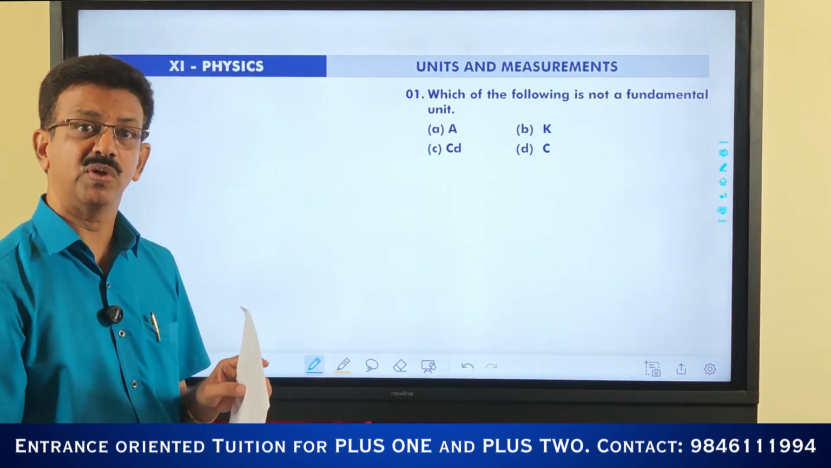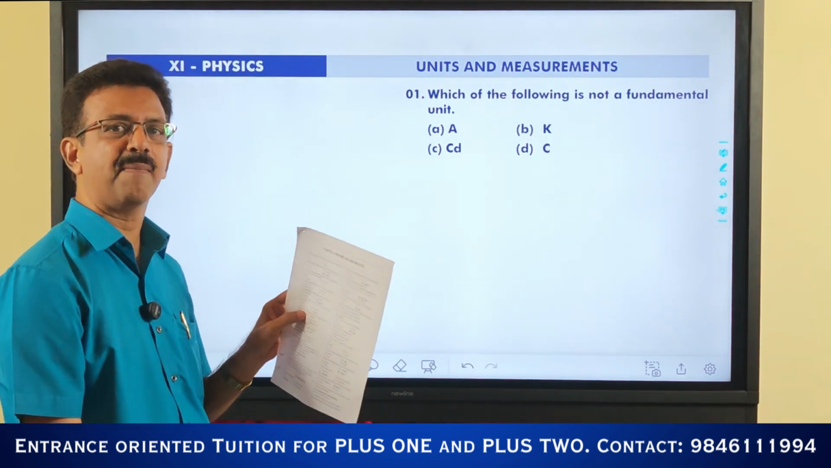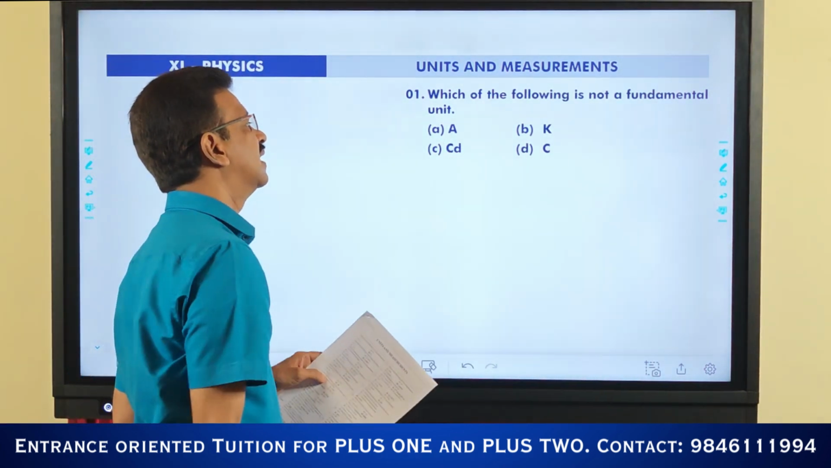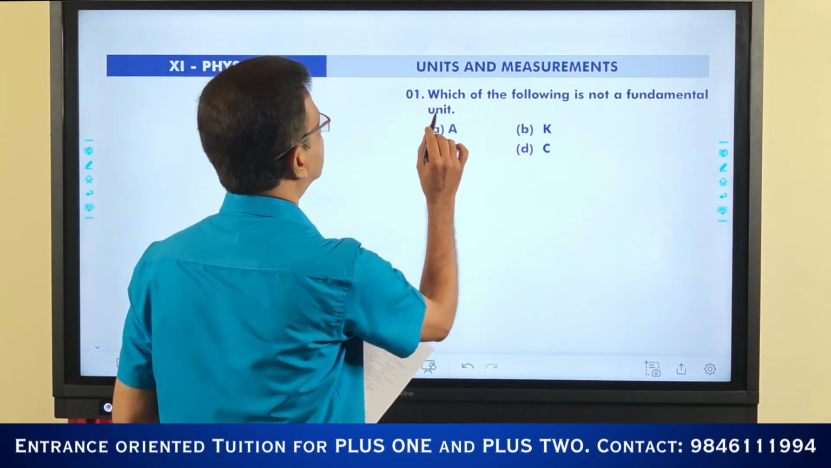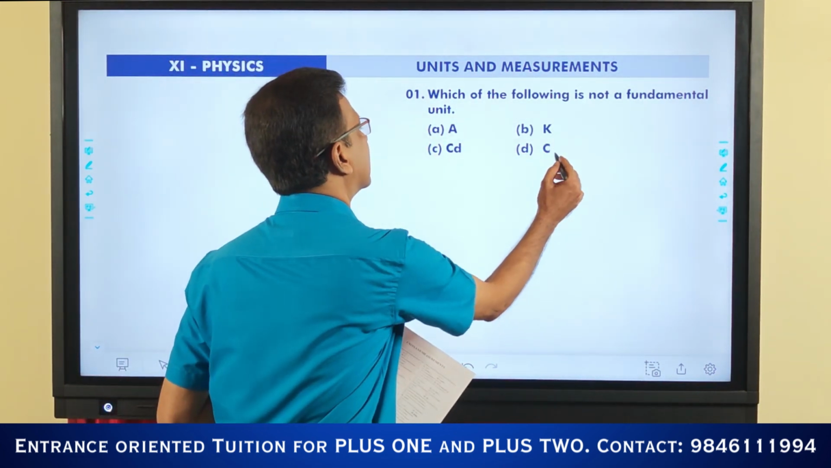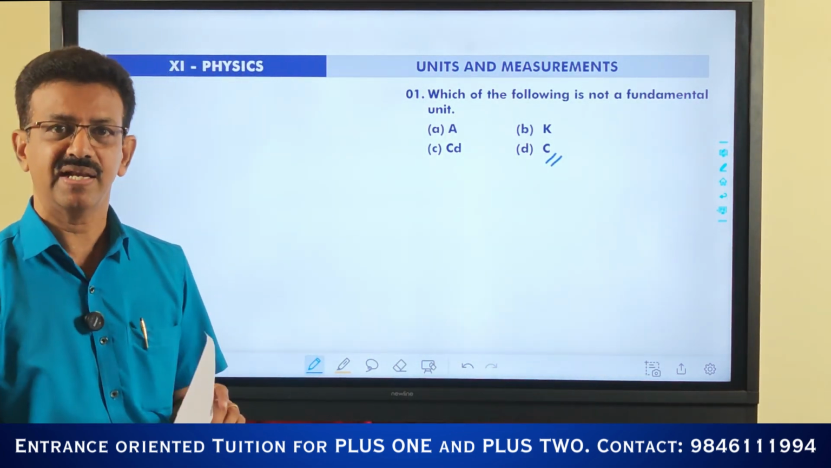It's the SI unit of charge. Current into time equals charge, and ampere second equals coulomb. It's not the fundamental unit. Therefore, here, which one is not the fundamental unit? Here, the answer is coulomb. All the other three are fundamental units.